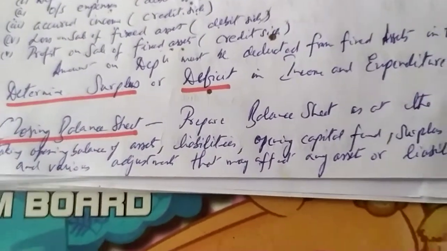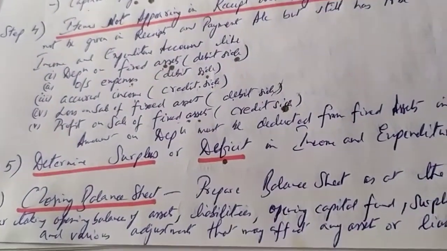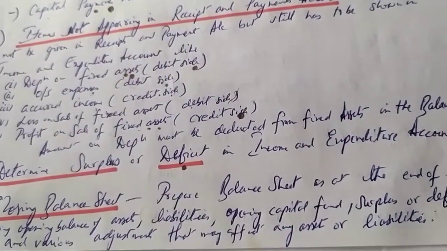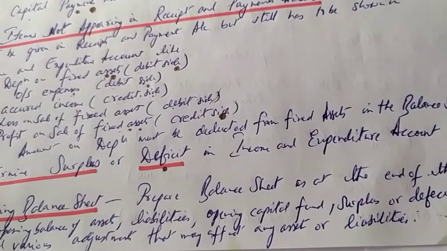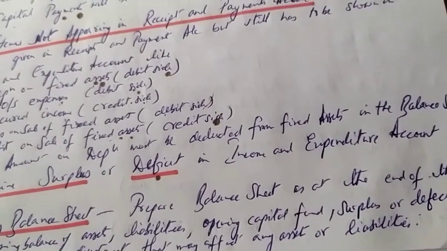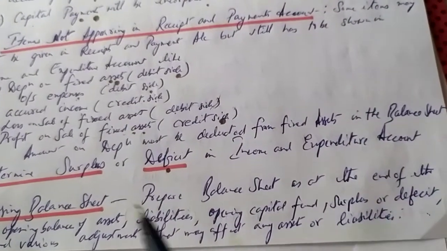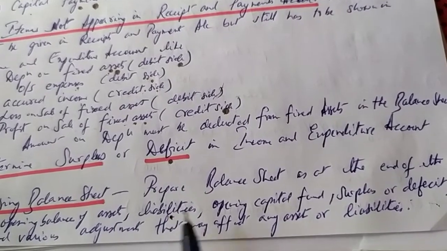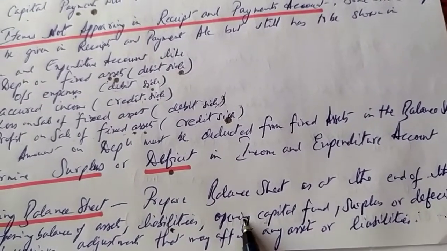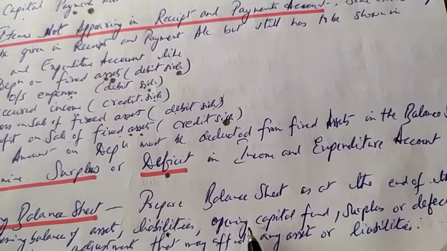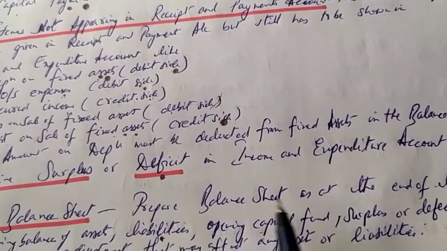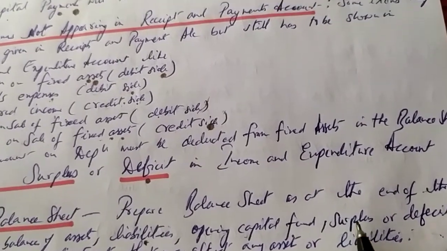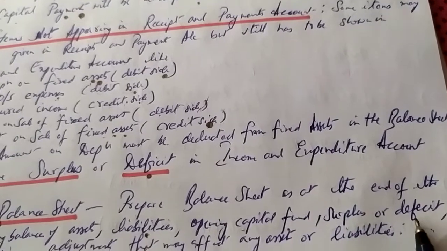And the final step here will be to prepare the closing balance sheet. You will prepare the closing balance sheet if it is asked in the question. To prepare the closing balance sheet, which is prepared at the end of the accounting year, you're going to take the various opening balances of assets or liabilities, whichever are available from the question, and also the opening capital fund which you have calculated in the first step. The opening capital fund will be used while preparing the closing capital fund, and to this capital fund you're going to add surplus or deduct deficit, if any.